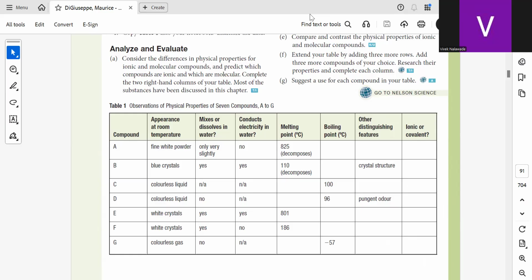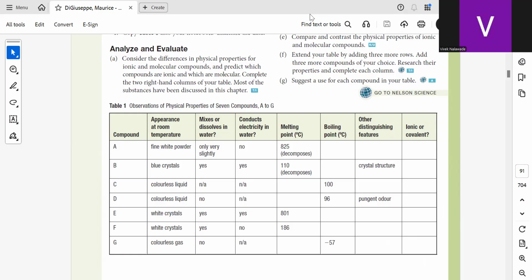Okay, sir. I'm sending it to you in chat. Okay, sure. In chat or on WhatsApp? In chat. I wasn't sure for the first one because it's saying it doesn't conduct electricity in water, but the melting point is high.